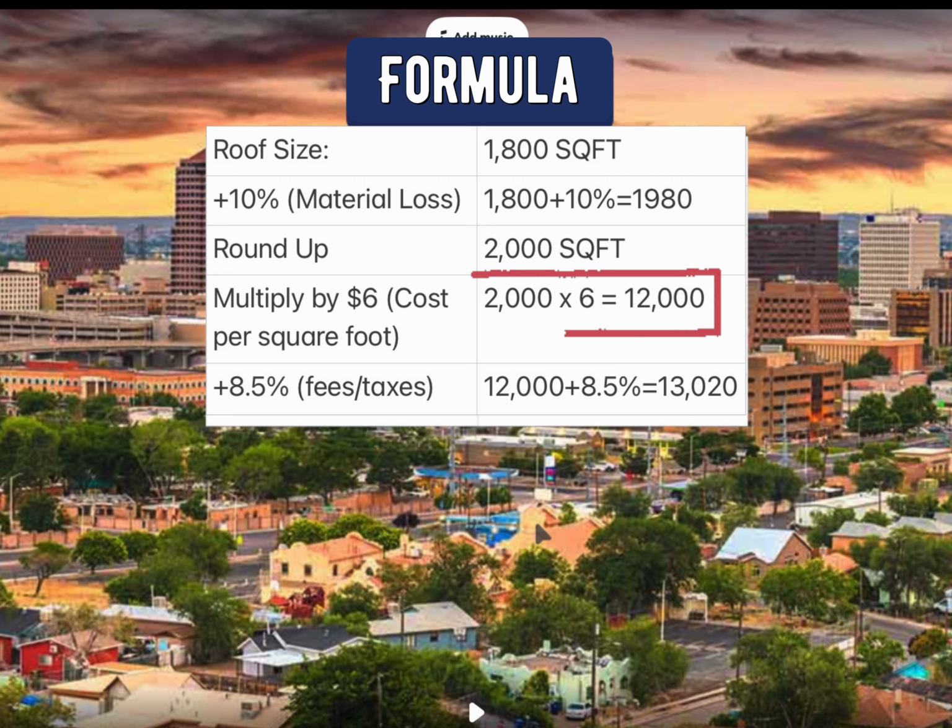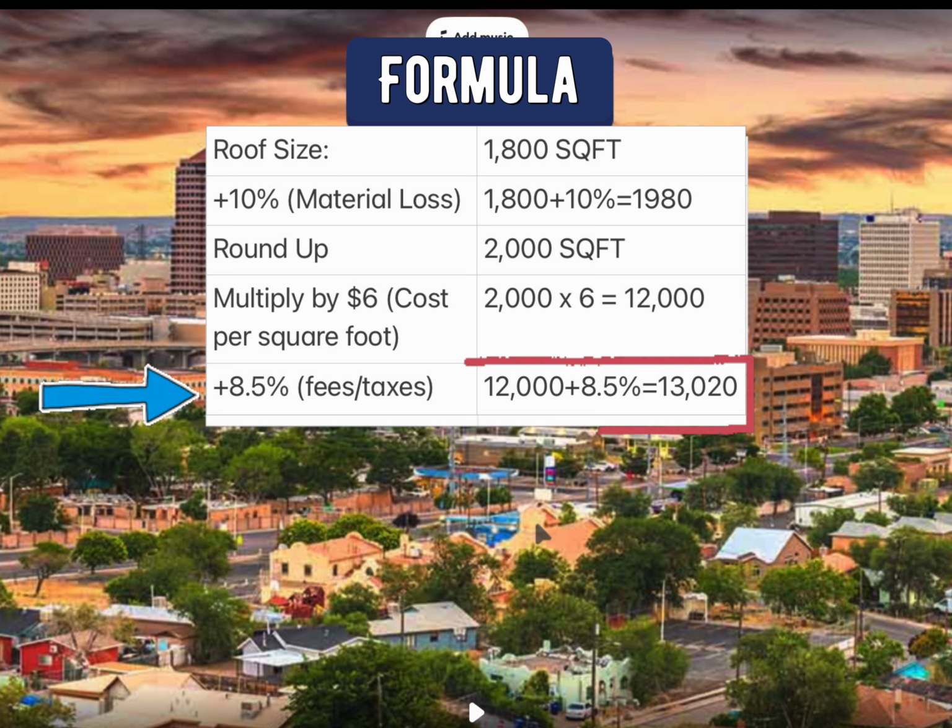In my example, I have 2,000 square feet times $6, which comes out to $12,000. And this brings us to taxes and fees, which is 8.5%. In my example, I have $12,000 plus 8.5%, and don't forget the percentage symbol, which brings us to $13,020.